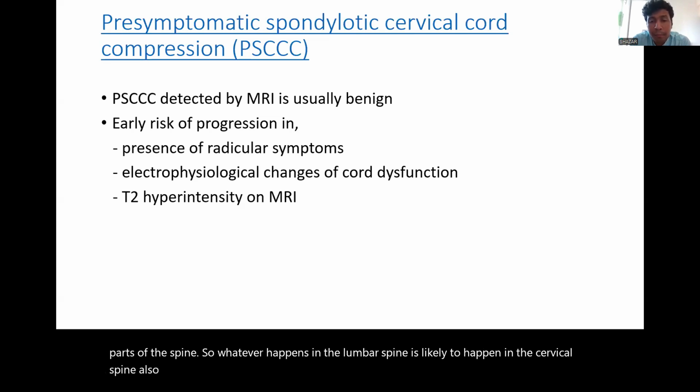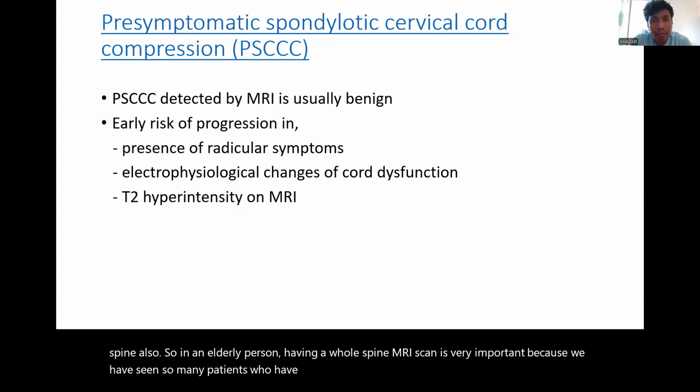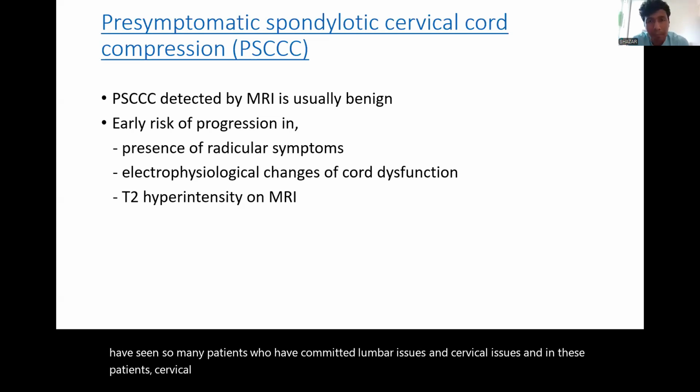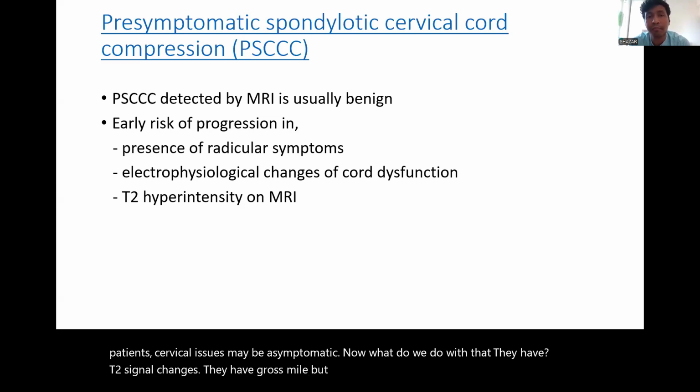So in an elderly person, having a whole spine MRI scan is very important because we have seen so many patients who have concomitant lumbar issues and cervical issues. And in these patients, cervical issues may be asymptomatic. Now, what do we do with that? They have T2 signal changes. They have gross myelopathy changes in the cervical spine.